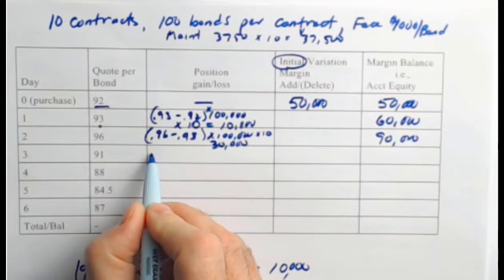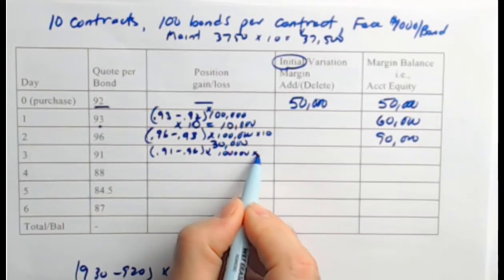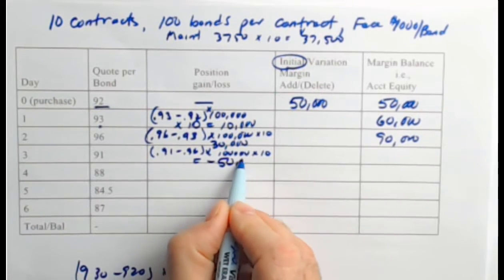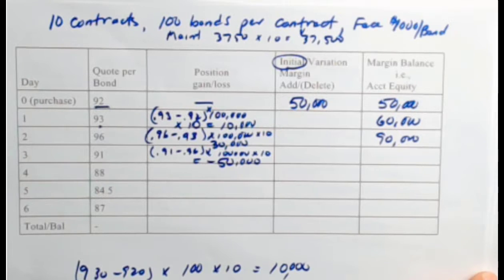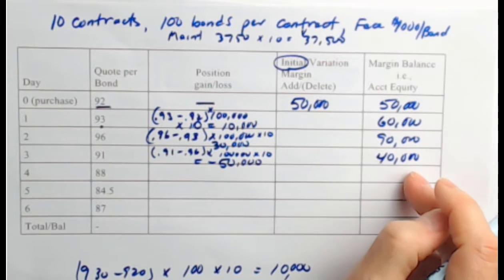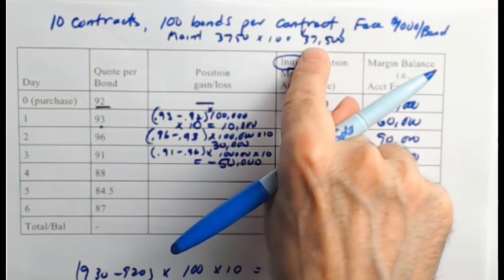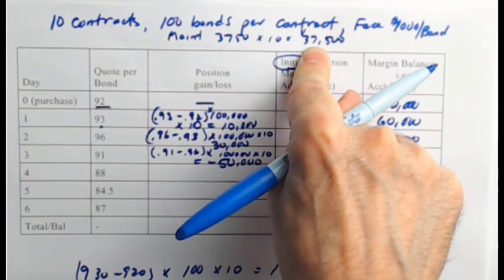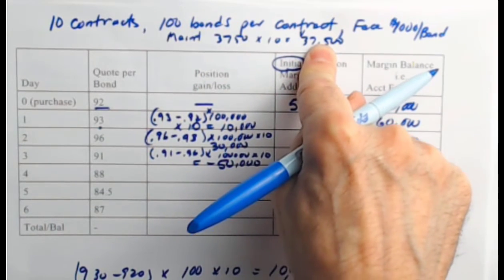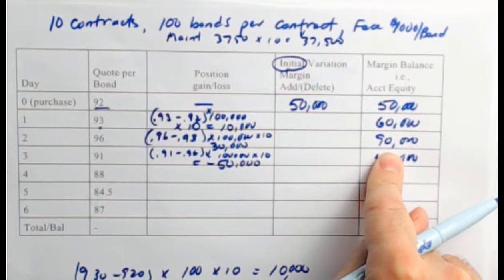So let's figure out our loss. 0.91 minus 0.96 times 100,000 times 10. And we have a loss of $50,000. Okay. Now, a loss of $50,000 means we now have $40,000 in margin. Now, the question is, is there a house call? And the answer is no, we haven't fallen below the $37,500 maintenance margin account. So this is like a line in the sand, so to speak. If you fall below this equity amount, you're going to have to post margin. There's no need yet. We're getting close, but there's no need.